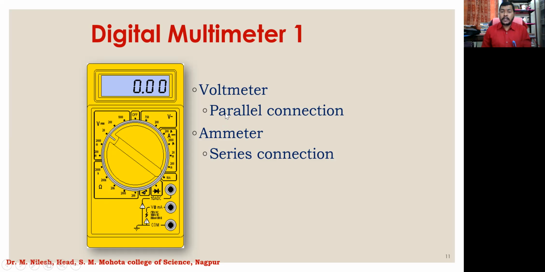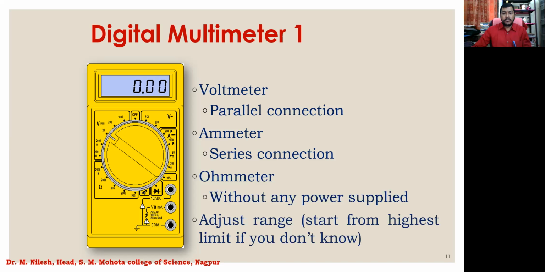The voltmeter is always connected in parallel. Remember this, always connected in parallel. Voltage is nothing but the potential difference between the 2 points, right? That is why it is always connected in parallel. Ammeter, to measure current, is always connected in series. Remember this. Whenever we need to measure the current, we have to connect the ammeter in series, right? And for the ohm meter, we need to connect it without power supply, because internally it will give you that power.